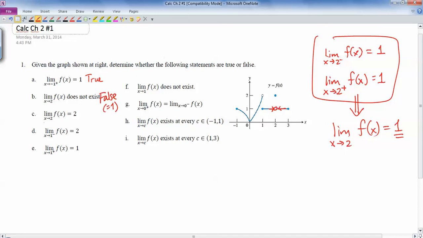So this statement is false. The second statement is also false because we just showed that the limit as x goes to 2 of f of x is 1. So this one's also false.